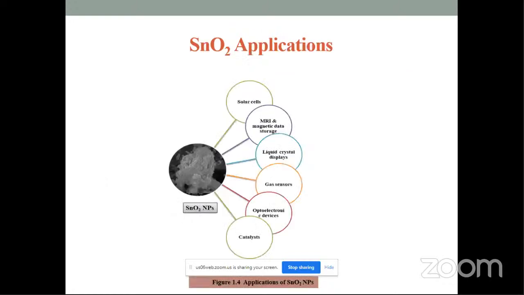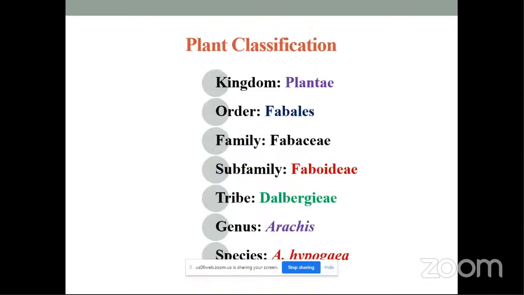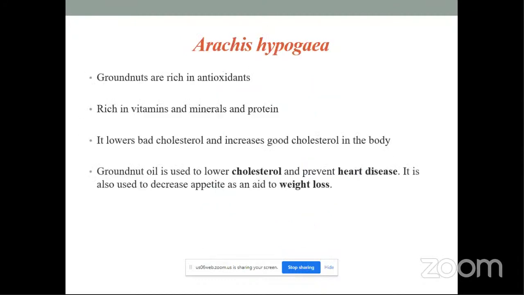Now, why did we choose SnO2, tin oxide? Because there are plenty of applications. Application is very important when you choose the material, whether it is solar cells, MRI and magnetic data storage, liquid crystal displays, sensor applications, optoelectronic devices, or catalysis. Everywhere there are applications. So with our biotechnology department, we found out the classification of the plant we chose, the subfamily and everything, and we have taken that.